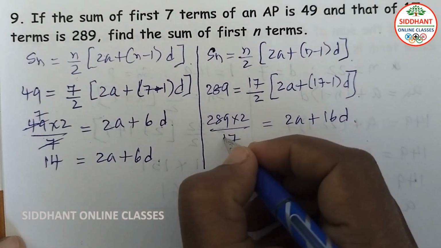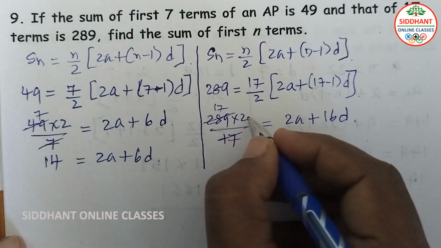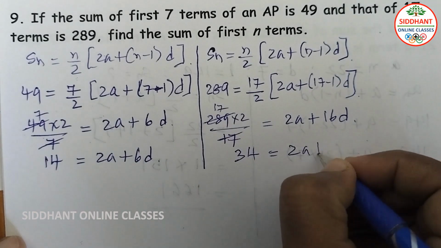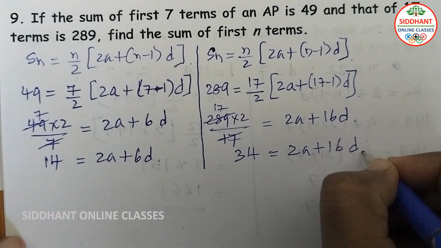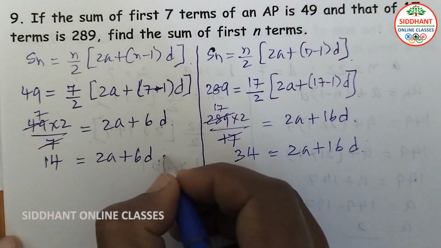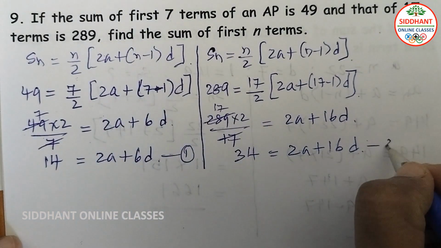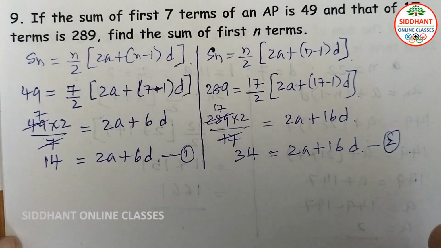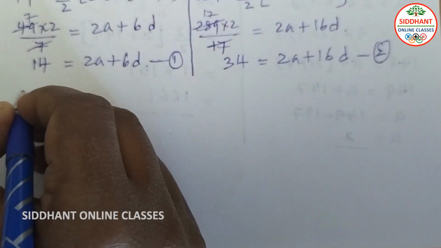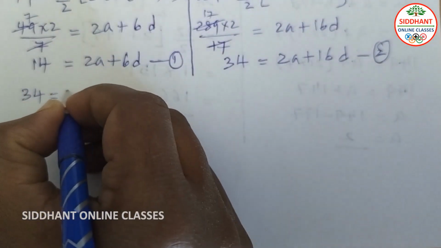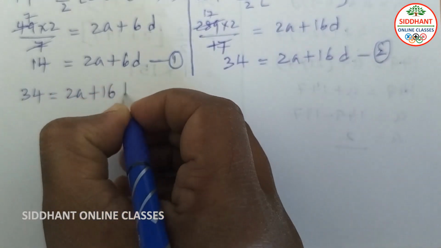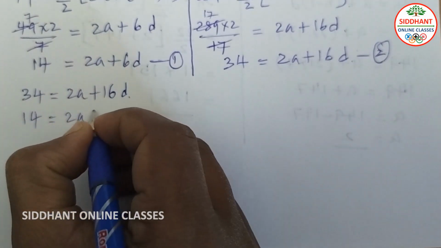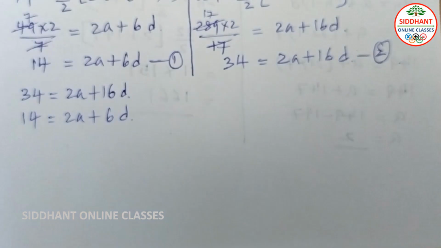So here 17 into 2 will be 34. 34 equals 2a plus 16d. So we got equation 1 here, and this is equation 2. Now we are going to find out a and d by the elimination method. So equation: 34 is equal to 2a plus 16d, and 14 equals 2a plus 6d.